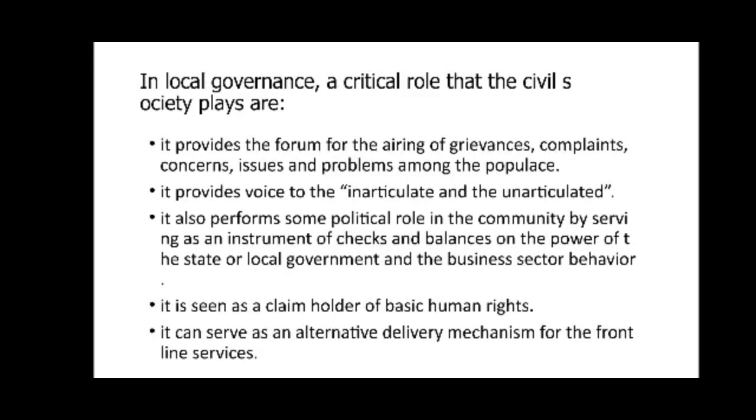It also reforms some political rules in the community by serving as an instrument of check and balance on the power of the state and local governments and on business sector behavior. It is seen as a claim holder of basic human rights. It can serve as an alternative delivery mechanism for frontline services.